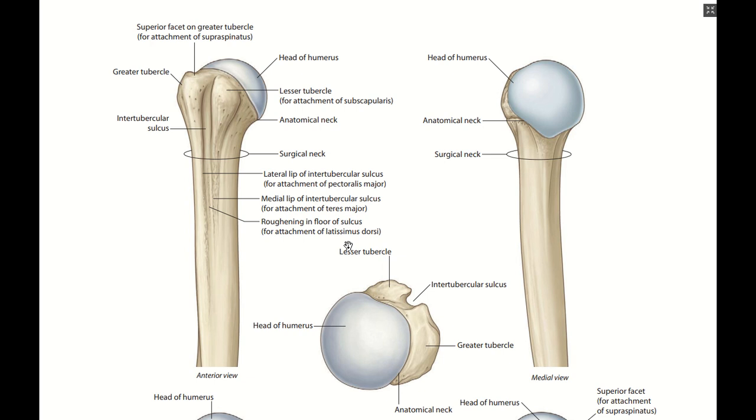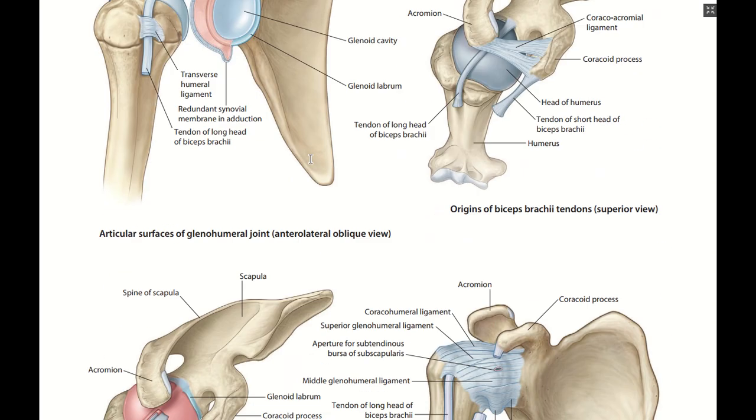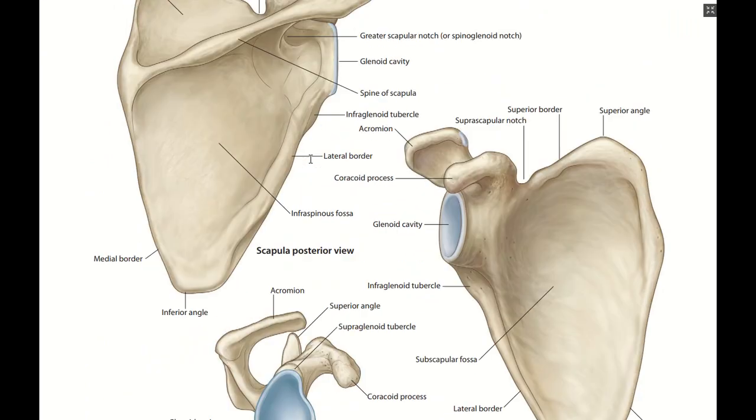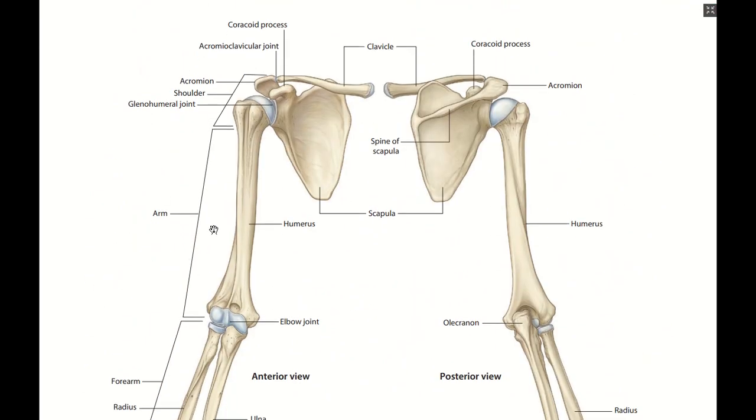So the humerus has a proximal end, right? You can actually see this, the proximal end, and it has a distal end. So this is your humerus. This is the proximal end and this is the distal end.